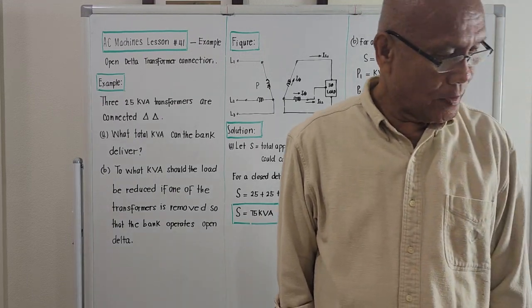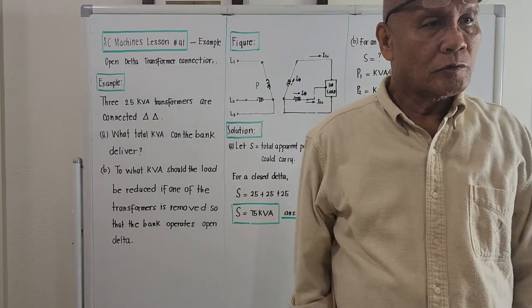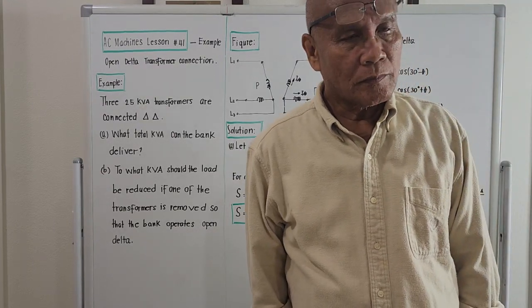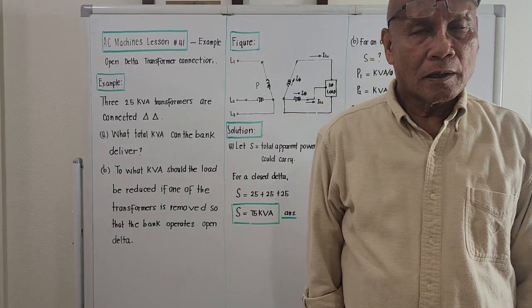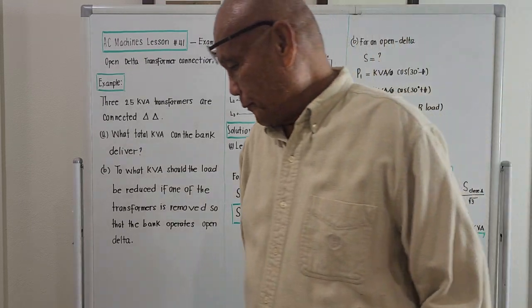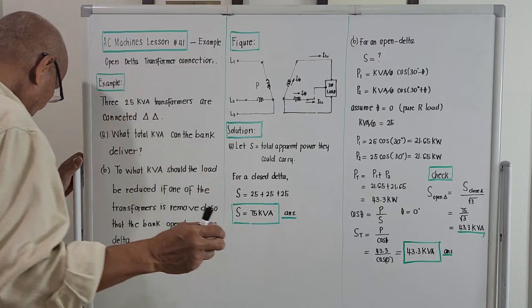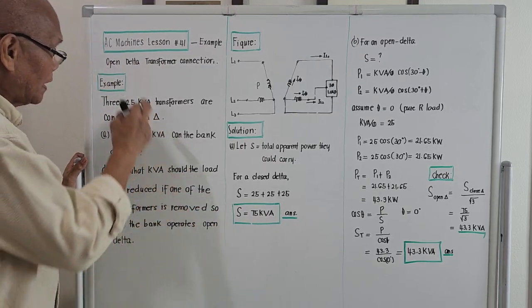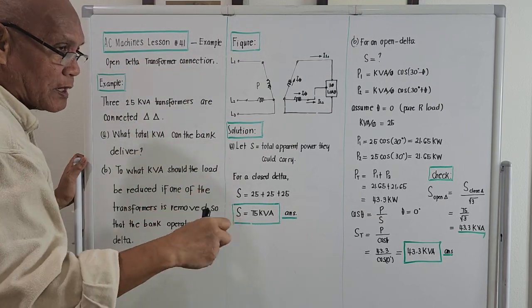My topic for this evening will be a continuation of my alternating current machines long video format lectures. Let's proceed. The subject matter for this evening will be alternating current machines, lesson number 41. We are running smooth.